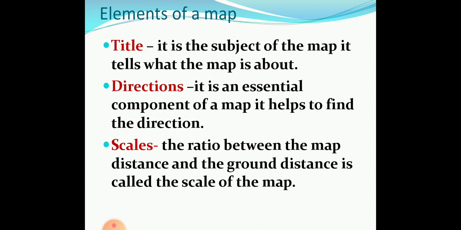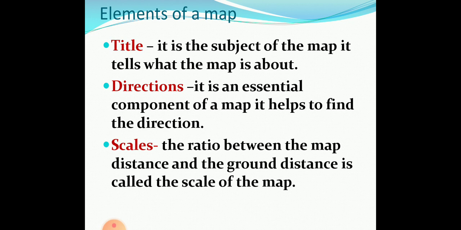The third portion is called the scale. The scale of a map means the ratio between the map distance and the ground distance. That means it is not possible to draw the exact country or a state or a place on a map. So it is reduced to a scale, or it is a miniature form of a place. Everything will be there, but in a miniature or small form.